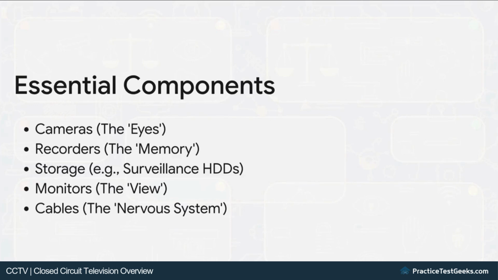And these are the essential parts of that closed circuit. You've got the cameras, pretty obvious, they're the eyes of the whole operation. Then you have the recorders and storage, which act like the system's memory, holding on to everything it sees. The monitors give you the view, and tying it all together are the cables. They're basically the nervous system of the whole setup.